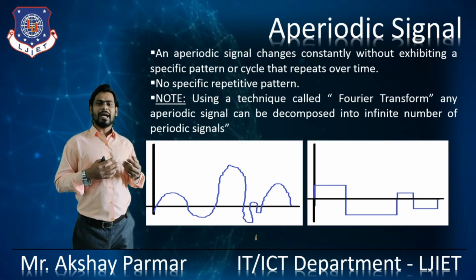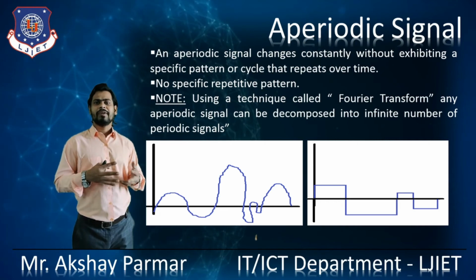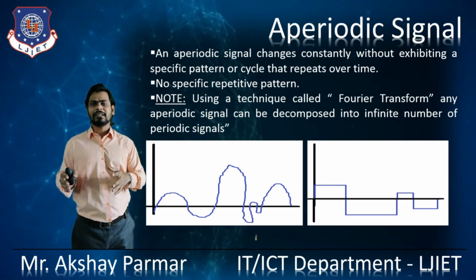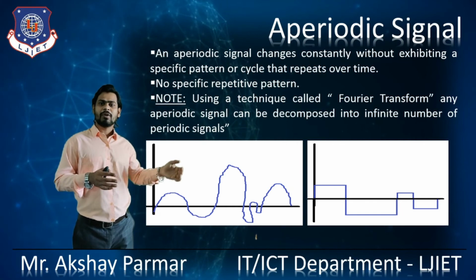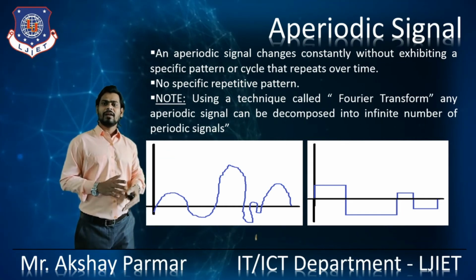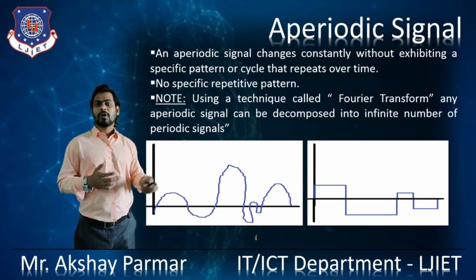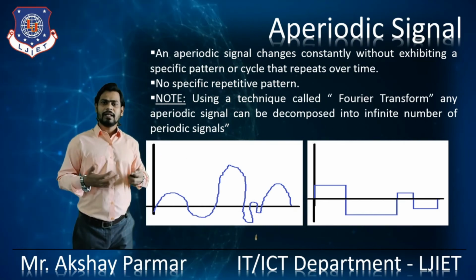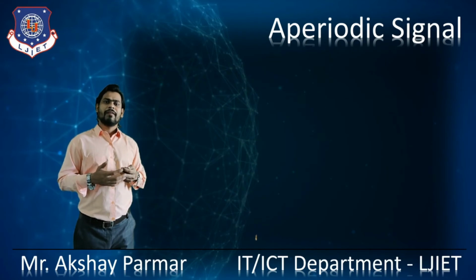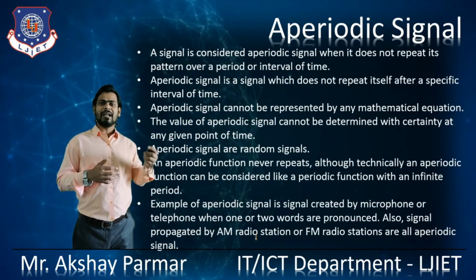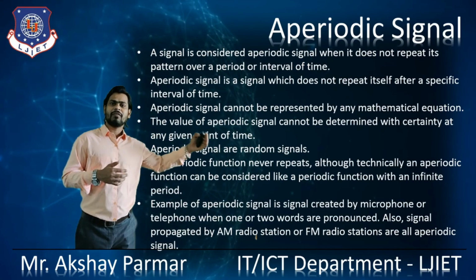Note that by using the Fourier transformation, we can transform aperiodic signals into an infinite number of periodic signals, right? Any aperiodic signal can be decomposed into an infinite number of periodic signals. And a signal is called aperiodic when it is not repeating itself at a certain interval of time.